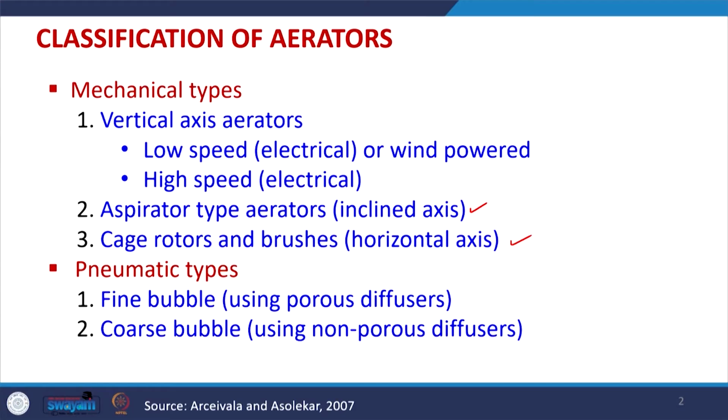Diffused aerators may also be considered as pneumatic types, and within pneumatic types it depends on what type of bubble they are generating. If they have very fine bubbles, that means they have porous diffusers. For coarse bubbles they have non-porous diffusers, where the air comes out through bigger pores or through various other mechanisms. So, pneumatic types we can classify based upon the bubble type.